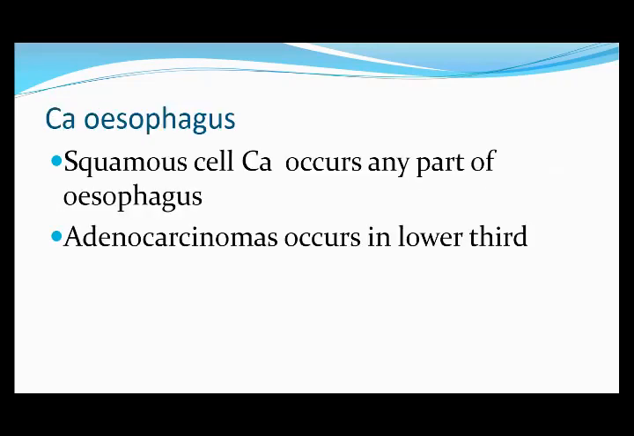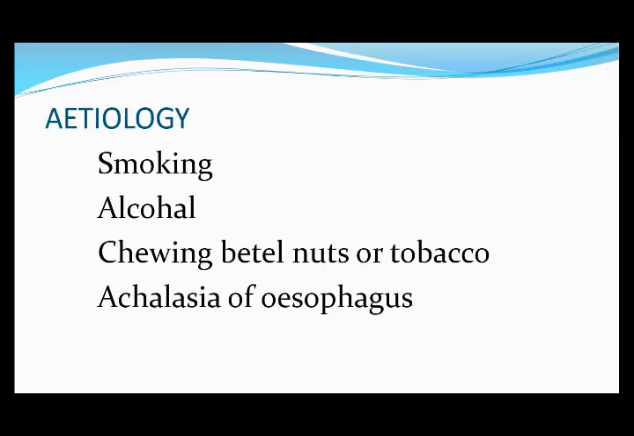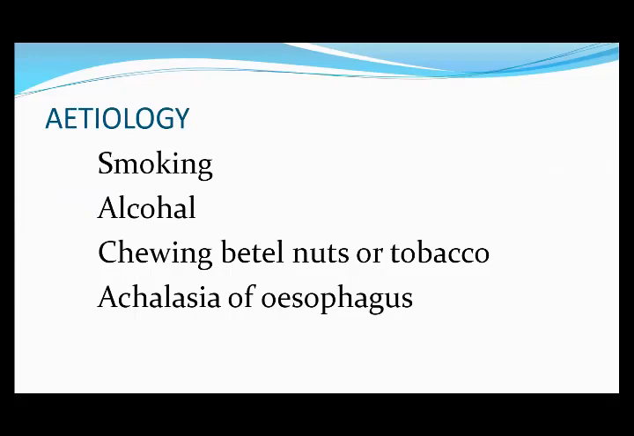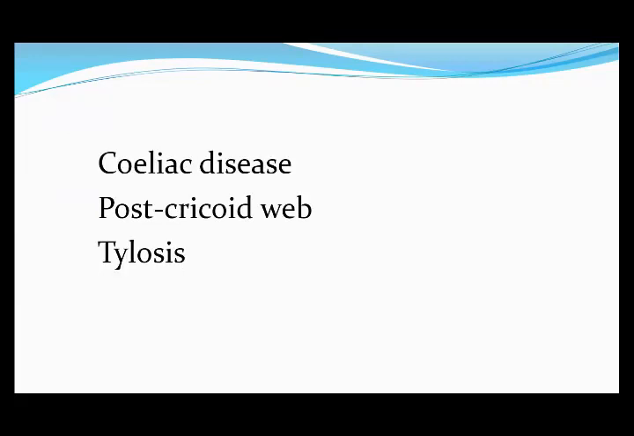The risk factors: smoking, alcohol, chewing betel nuts or tobacco, achalasia of the esophagus, celiac disease, post-cricoid web, tylosis. So these are the risk factors. What are the etiological factors? That is smoking, alcohol, chewing betel nuts or tobacco, achalasia of the esophagus, celiac disease, post-cricoid web, and tylosis.